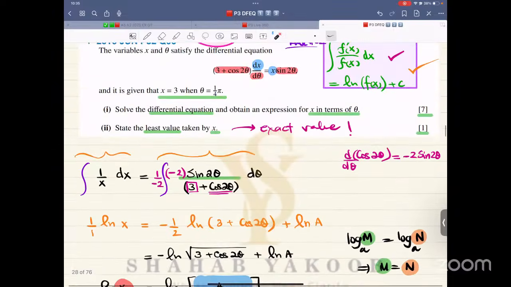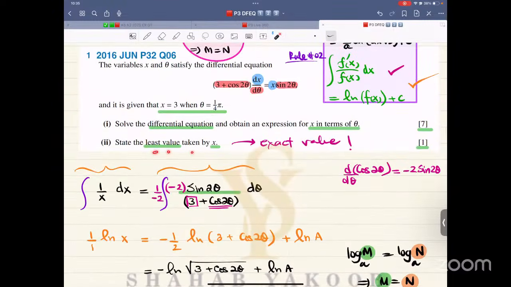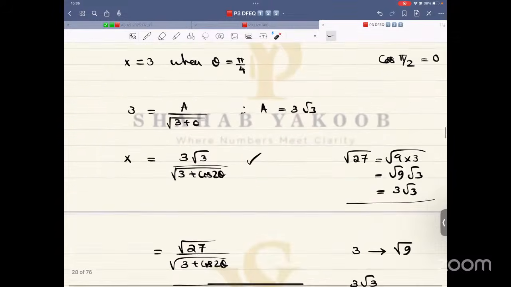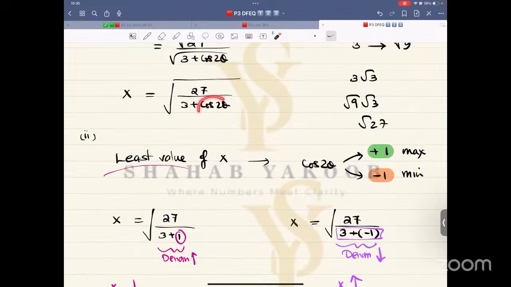Now over here, they're also asking, find the least value taken by x. Now they are asking us in terms of trigonometry. So now this is based upon cos. Maxima minima is related with differentiation, but maxima minima is also related with trigonometry. So the cosine maximum value is 1, irrespective of what the angle is. Cosine minimum value is negative 1.